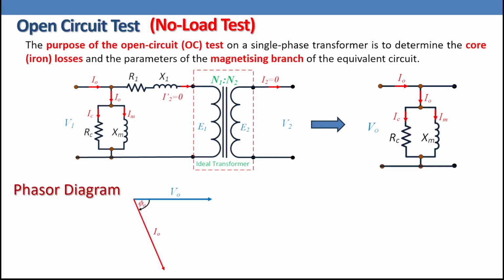So the phasor diagram shows here V node and I node, and the angle between them is phi node, the no-load power factor angle. The no-load current will be distributed between R core and XM. If we make a projection to the X and Y directions, the core loss current will be I node cosine phi node, and the magnetizing current is I node sine phi node.